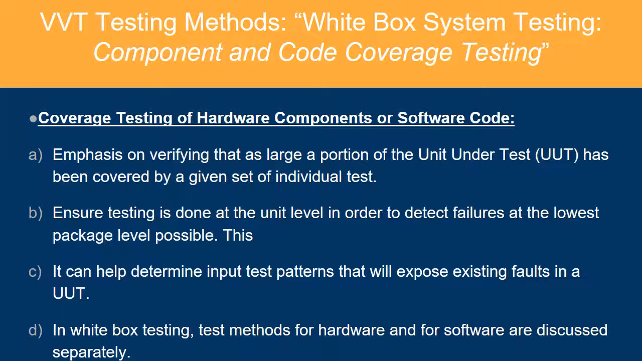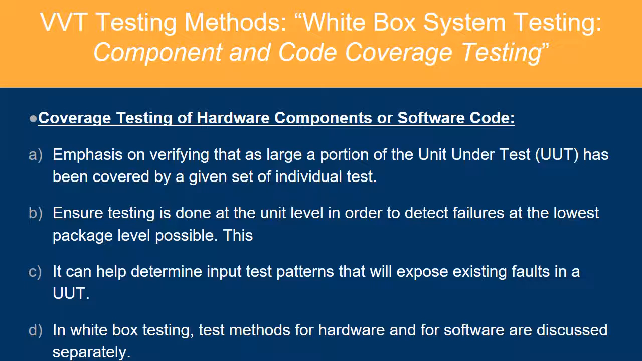Let's discuss coverage testing of hardware components or software code. Coverage testing of hardware components or software code refers to ensuring that as large a portion as possible of the hardware component or software code of the UUT, also known as the unit under test, is covered by a given set of individual tests. This is crucial in order to determine if the input test patterns will expose certain faults in the UUT. This is done by triggering the fault and making its impact visible at the output of the unit. This testing is done at the lowest unit level possible.